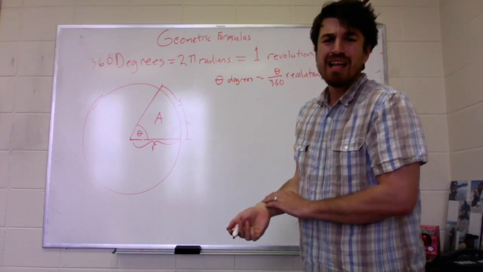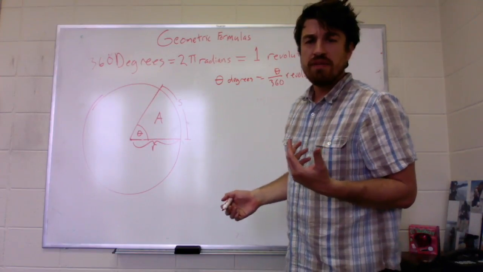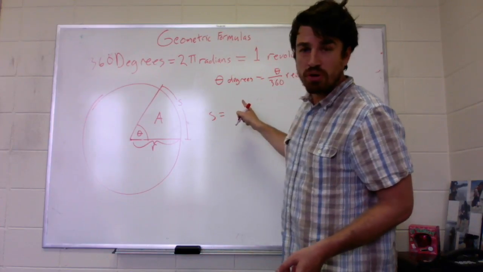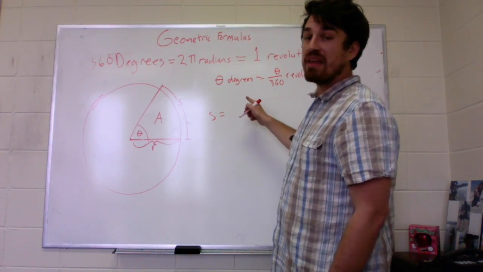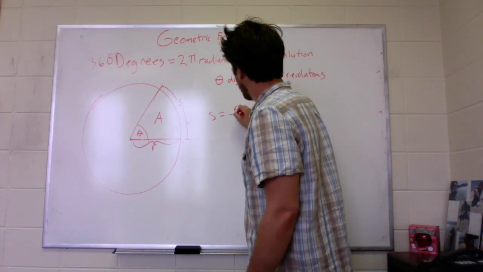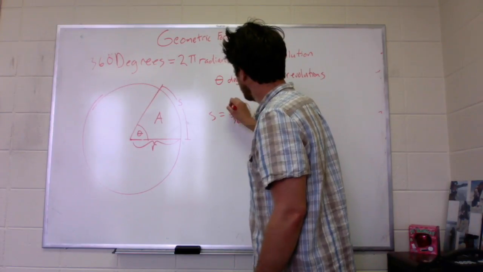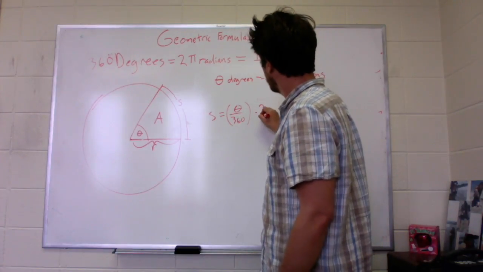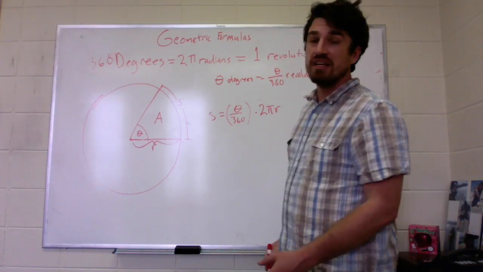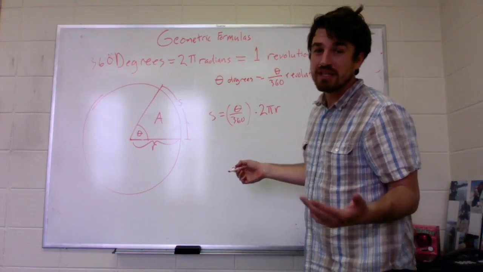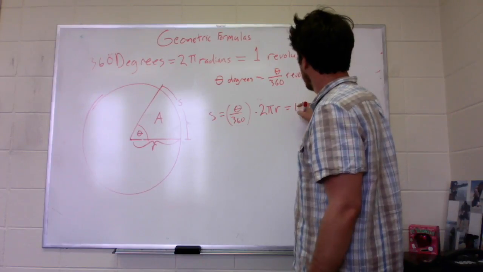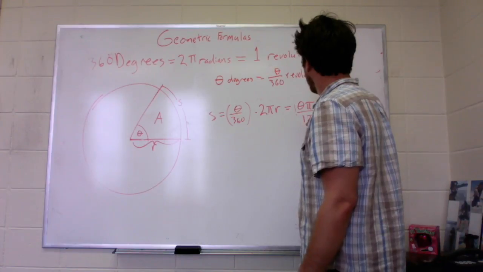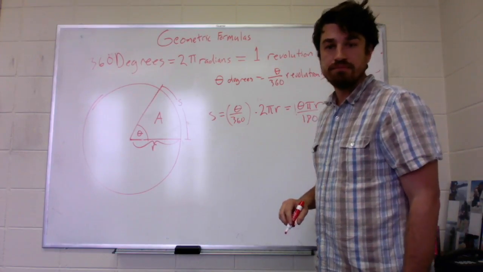And so therefore, when I'm trying to figure out what this arc length, S, is, it is just equal to the portion of the circle swept out by theta degrees, which is theta divided by 360, times the full circumference of the circle, which is 2 pi r. This doesn't simplify to anything particularly nice other than theta pi r over 180.